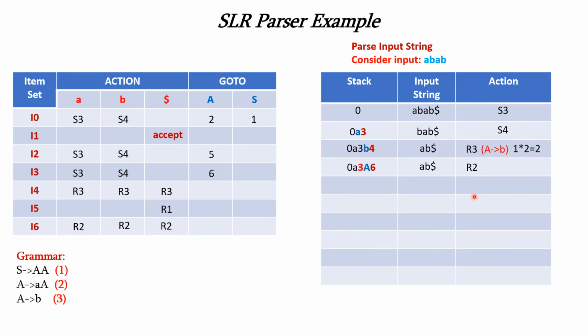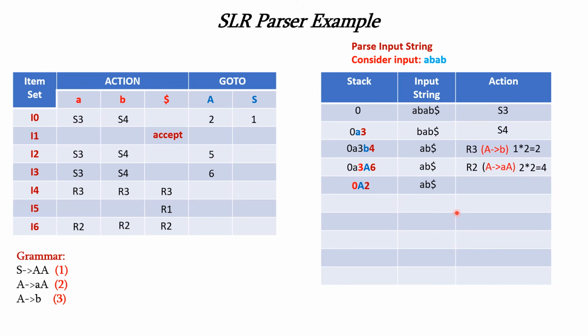R2 means production number 2, that is A tends to AA. In the right hand side we have two symbols, so 2 into 2 is 4. So totally we have to pop out 4 symbols from the top of the stack. 1, 2, 3 and 4 symbols we have to pop out, and replace them with capital A. So it can be written as 0 A. Then 0 and A has to be checked in the table. 0 on capital A is 2. So that's what 2 mentioned here.